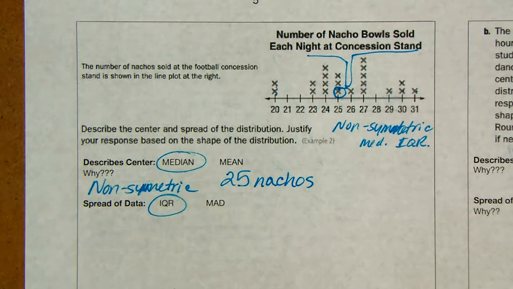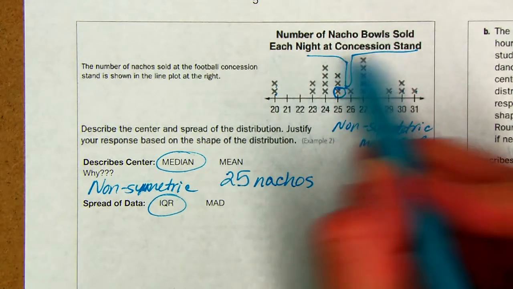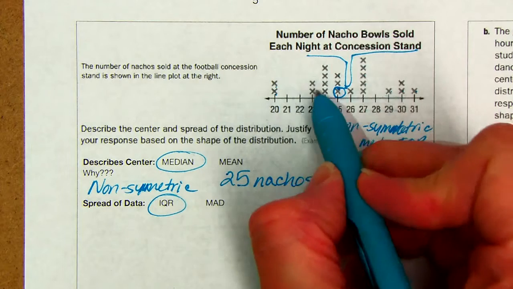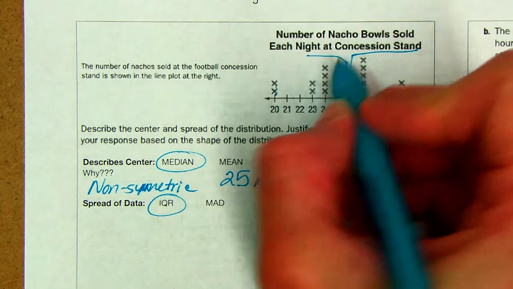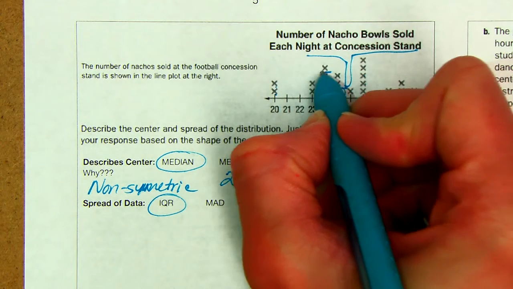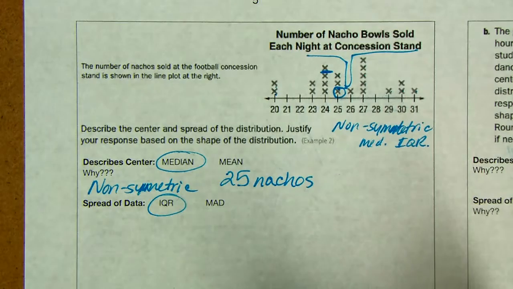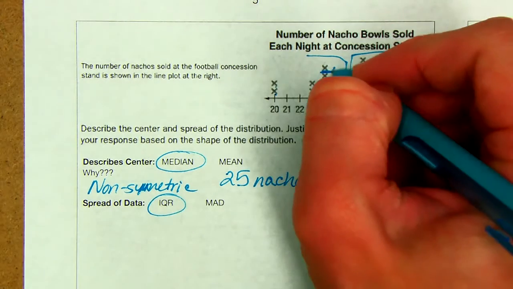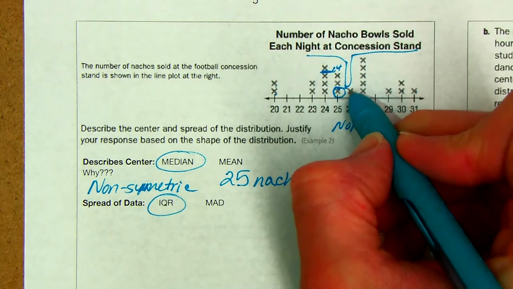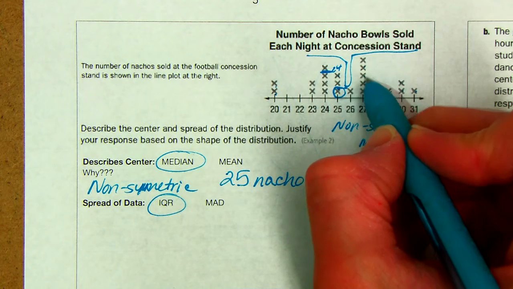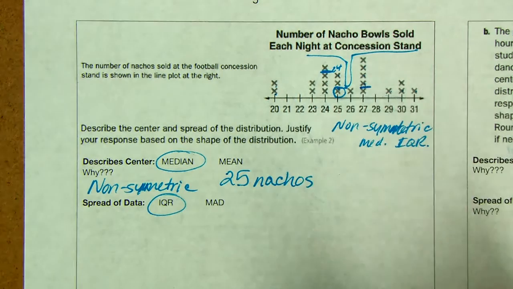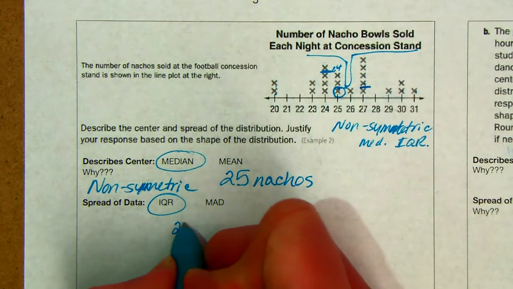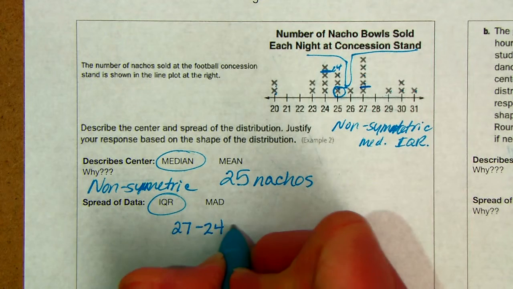Now, the interquartile range, I have 10 on either above or below. So 1, 2, 3, 4, 5. My 5th and 6th number are both 24. And over here, 1, 2, 3, 4, 5, both 27. So 27 minus 24 is 3. So I would use the median of 25.